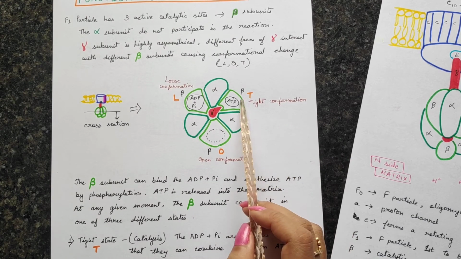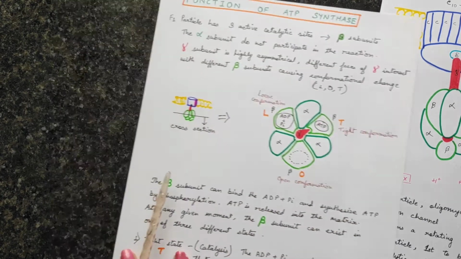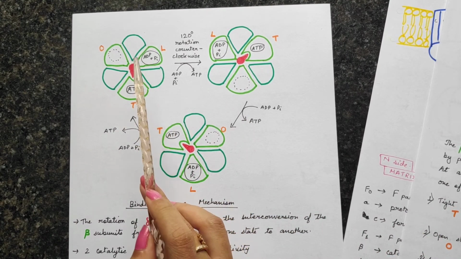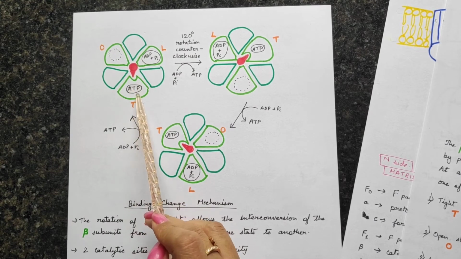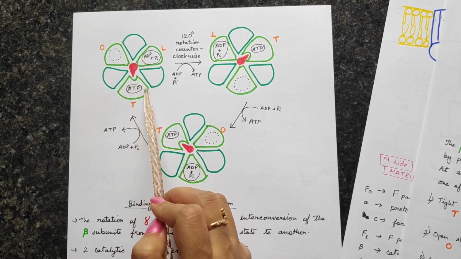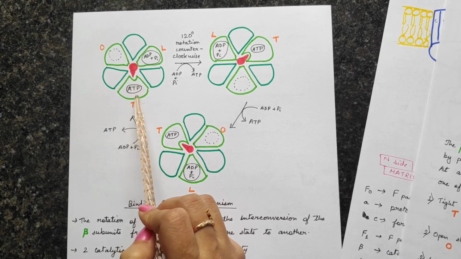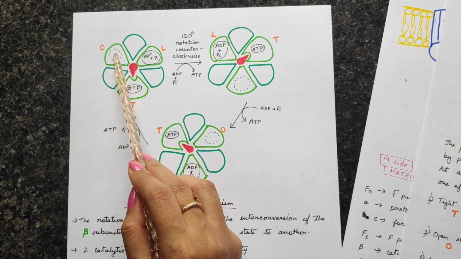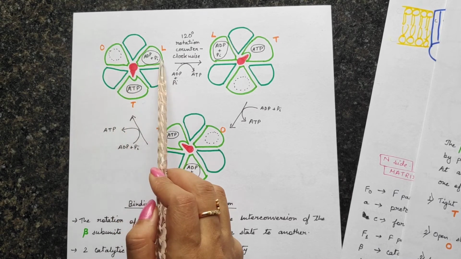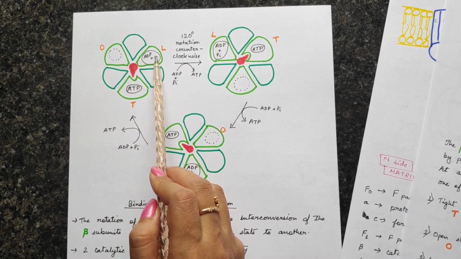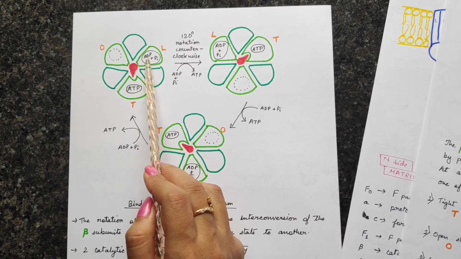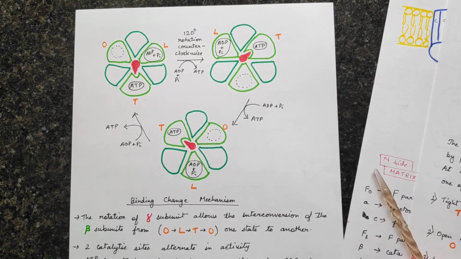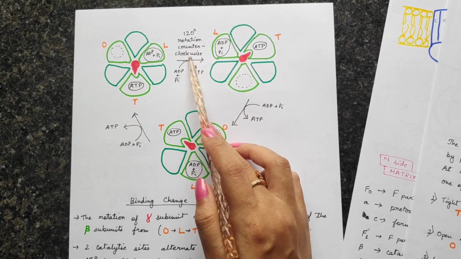Now we will discuss exactly how the cycle takes place. Suppose at one particular point of time, this one is in the tight state, with ATP formed. This one is in the O state, the empty state where it can take up new ADP and Pi, and this one is in the loose state, having ADP and Pi bound loosely to it. Then there will be a 120-degree rotation in a counterclockwise manner.